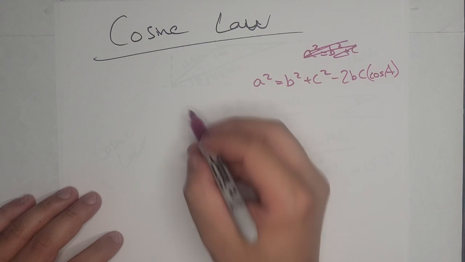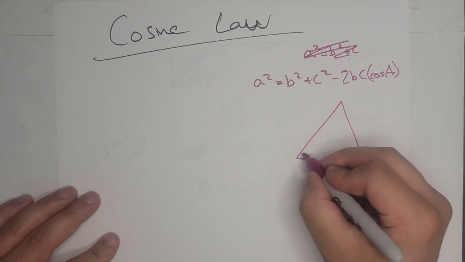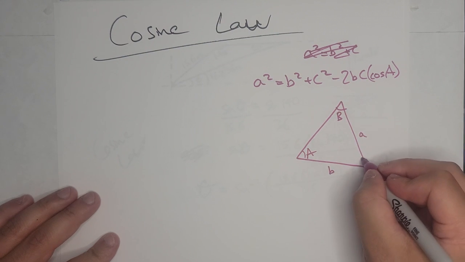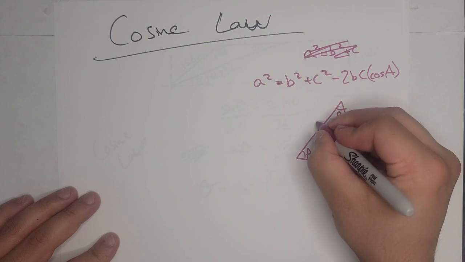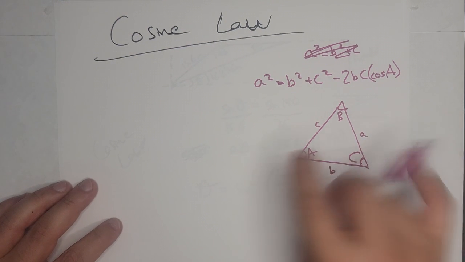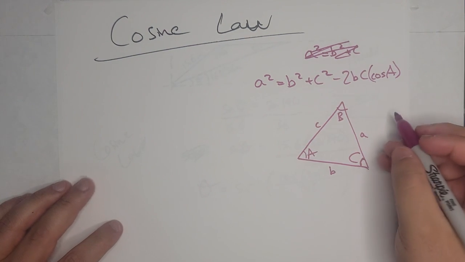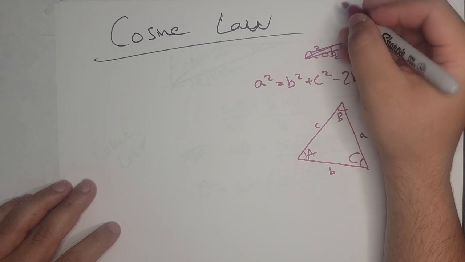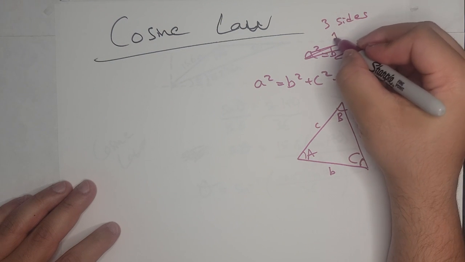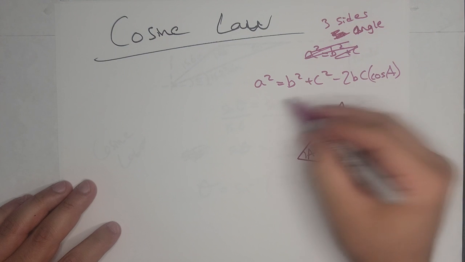That should basically be it. Because if I have any triangle, so if I have these two that I'm looking for, well, basically cosine law, if I have the three sides and I'm looking for one angle, any angle, I can use this.